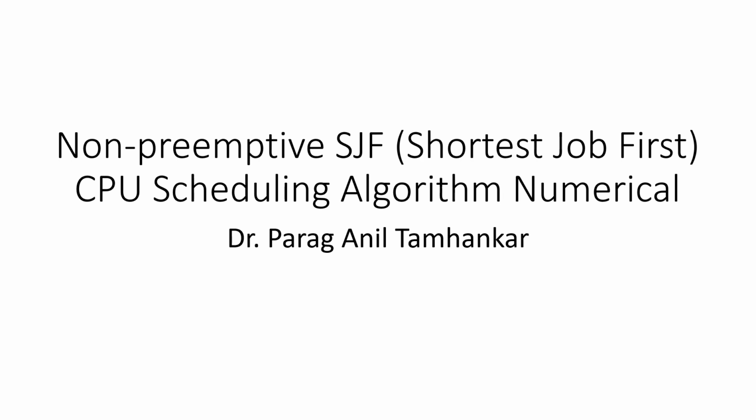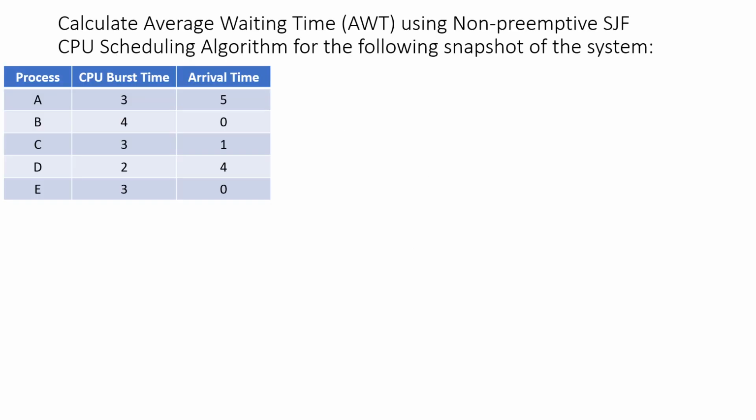Hello all, in this video we will solve a non-preemptive SJF numerical. SJF stands for shortest job first. So we wish to calculate the average waiting time using non-preemptive SJF. In case of non-preemptive SJF, we make use of a priority queue.